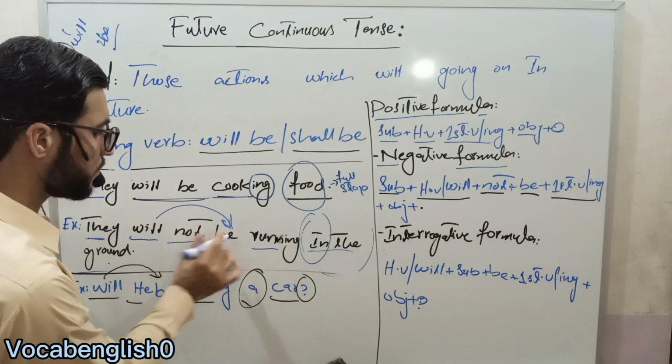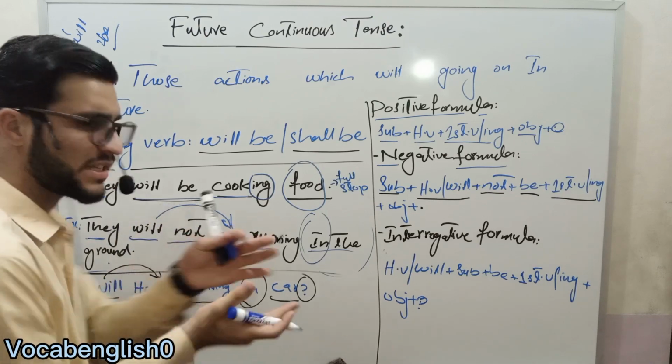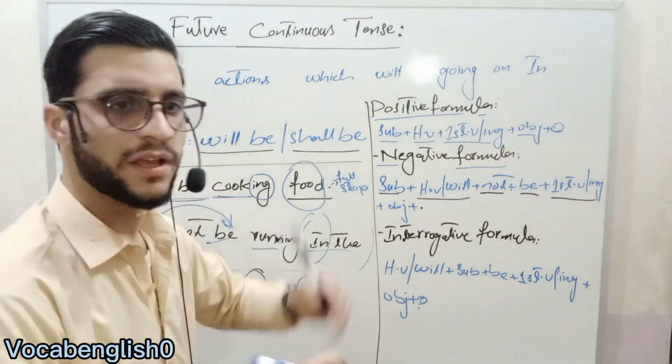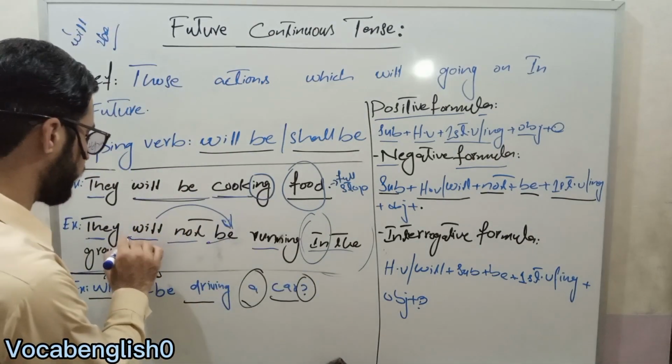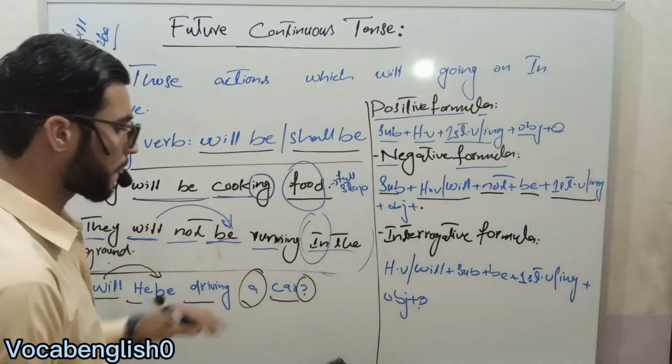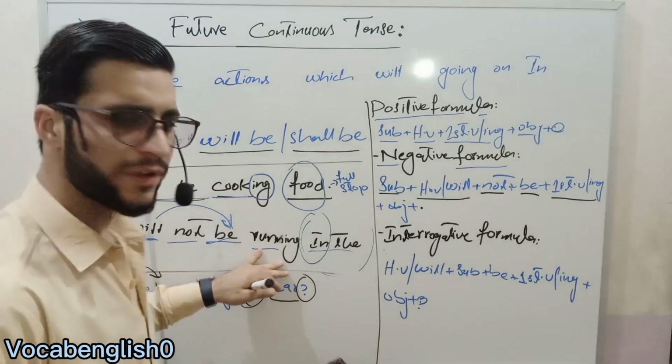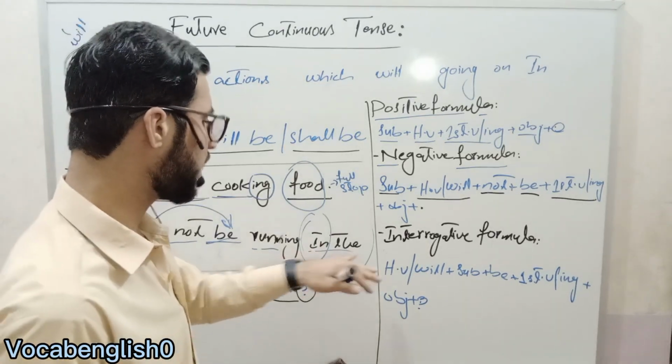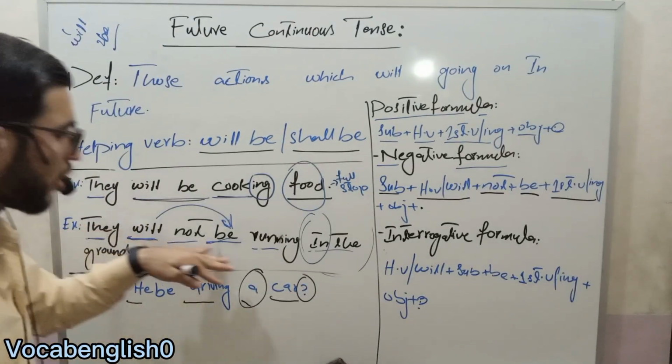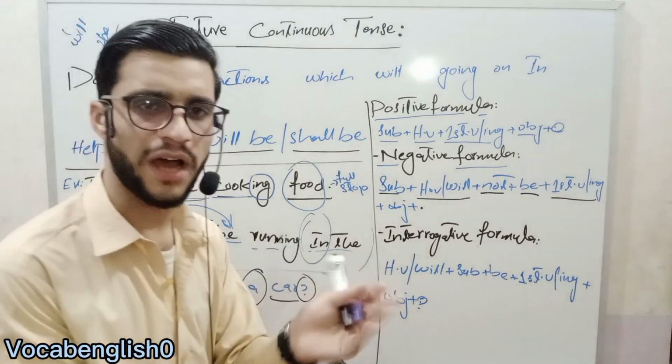Then how will we write the example of this? They will not be. Before not we are using will, after not we are using be. Then first form of verb with ing is present. Then, in the ground: they will not be running in the ground.